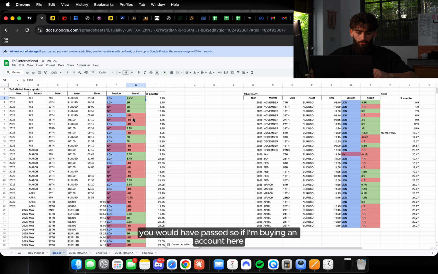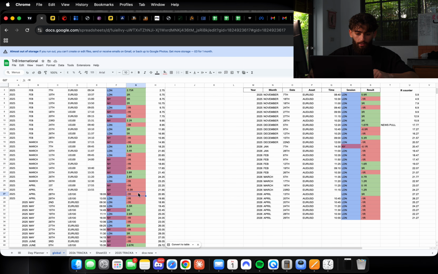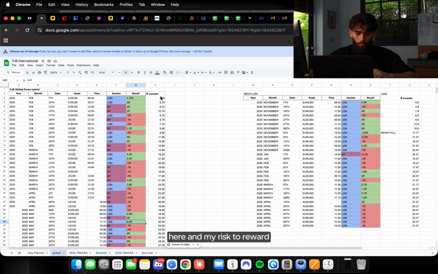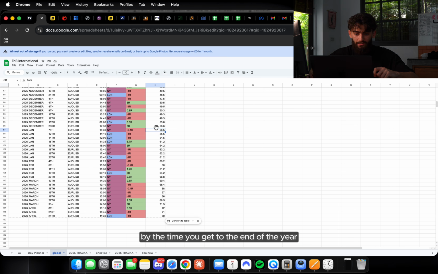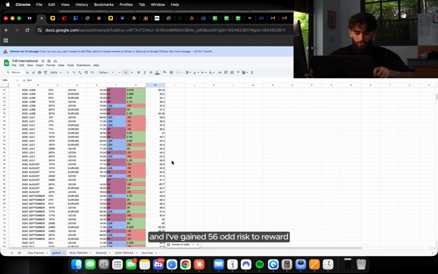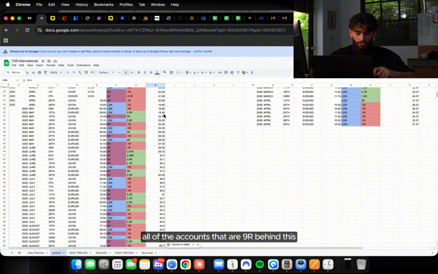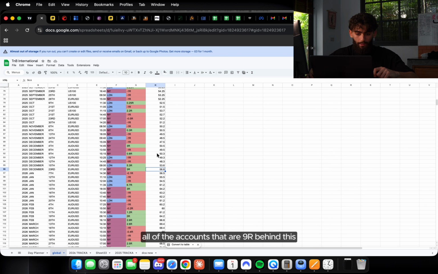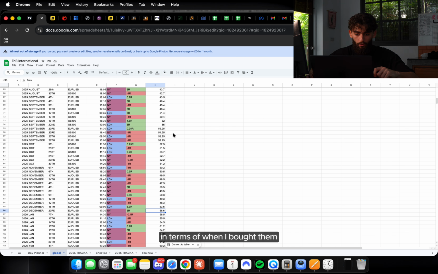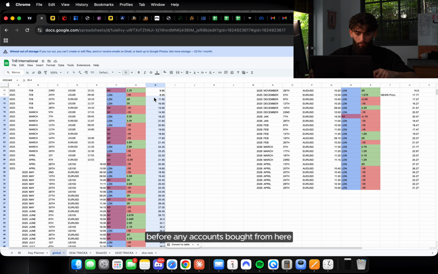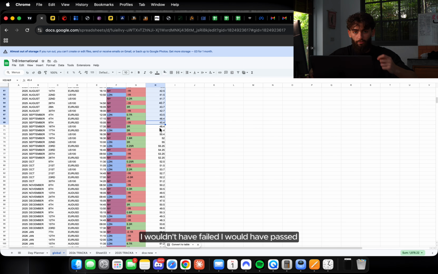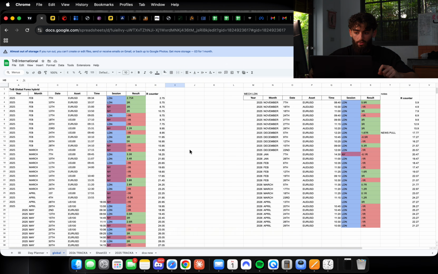So if I'm buying an account here, here, here, here, here, here, here, and my risk to reward, because my winning strategy works, is only going up over time, by the time you get to the end of the year and I've gained 56 odd risk to reward, all of the accounts that are 9R behind this, in terms of when I bought them, so all of the accounts bought from here before, any accounts bought from here, I wouldn't have failed, I would have passed. This is why we evenly distribute our capital throughout periods of time. So we hedge against the uncertainty once again.